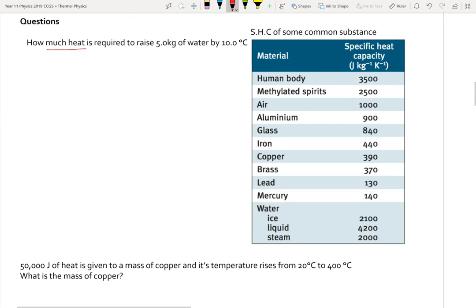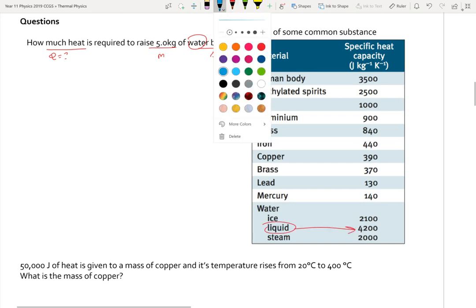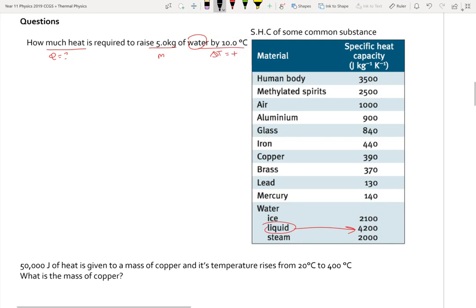How much heat? Q equals question mark. M equals 5. We're raising, so our delta T is given as plus 10. Okay? And we're told water, so we're going to take the specific heat of water down here, liquid water, that's what we need. So, again, if you are not already doing so, please write all of your variables on the left-hand side.